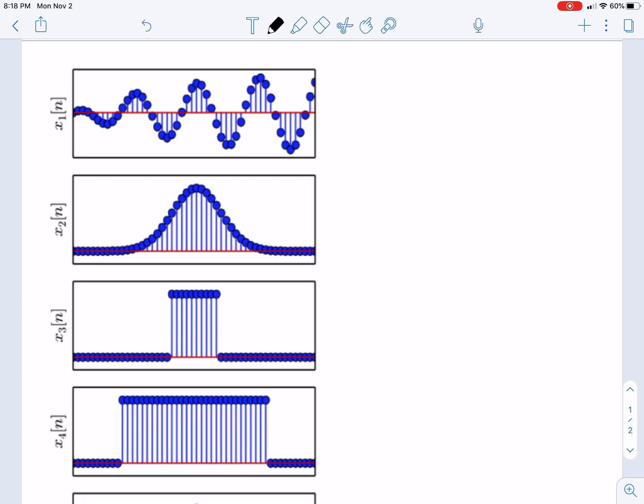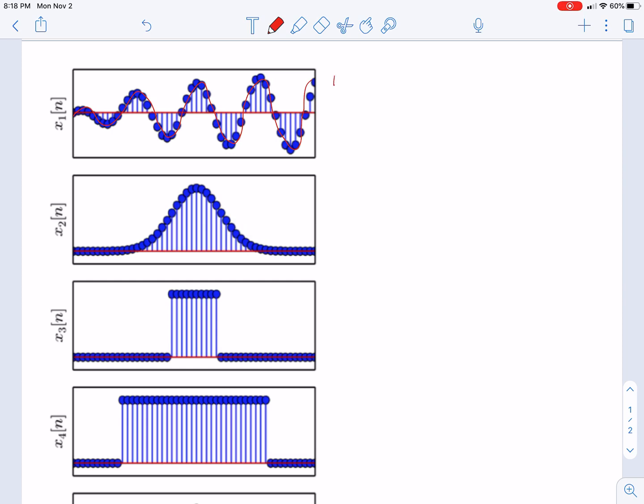So we'll start here with x1 of n. Now, immediately I can see that this is an alternating signal, right? It's going back and forth across the x-axis. It's essentially symmetric across the x-axis. So I can probably say that the total sum of this signal for all time is going to be 0.